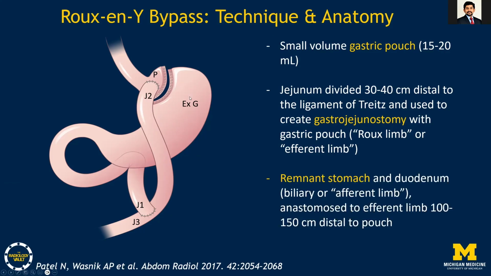Eventually, the remnant stomach, as you can see here, now becomes the biliary limb or the afferent limb, and this is anastomosed to the efferent limb approximately 100 to 150 centimeters distal to the gastrojejunal anastomosis, creating a jejunojejunal anastomosis, as you can see, and further down is the common channel.